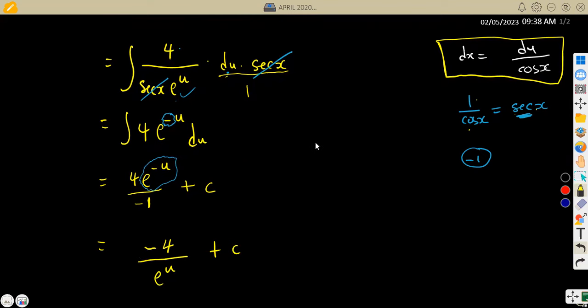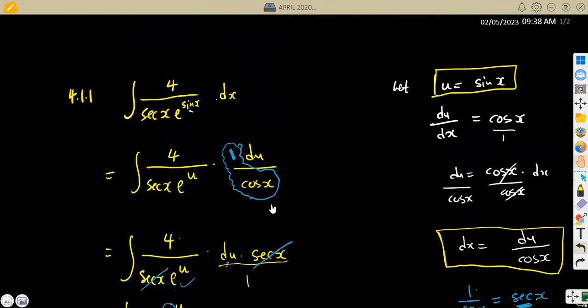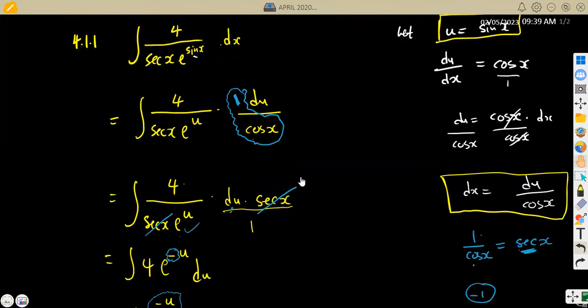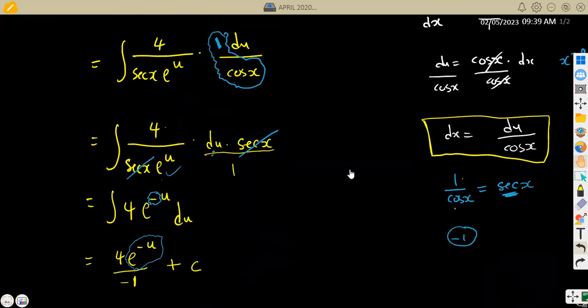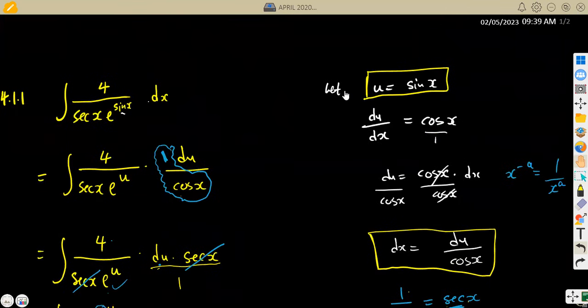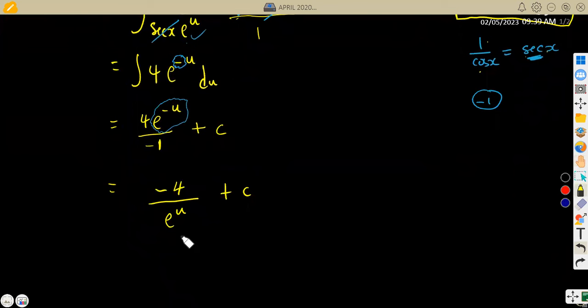So take note, this was an integral which was with respect to x in this case. So that means we are supposed to substitute back in place of this u that we are given in our final answer. We are supposed to substitute here the value of u. We said u is equivalent to sine of x. We are going to substitute the sine of x in place of what? In place of u. So this is going to be -4 over e to the exponent of sine x plus the constant of integration. So that's what we actually had from this part.